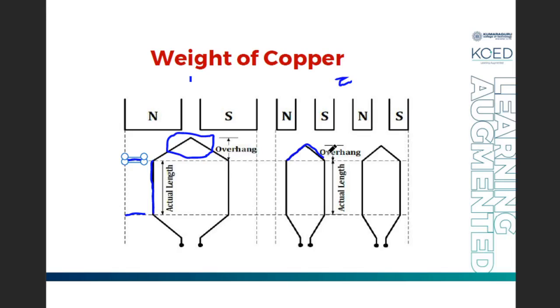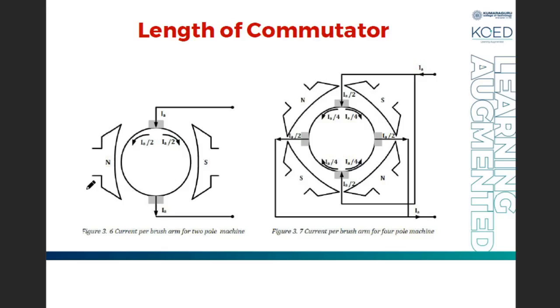So from this we can understand that if we go for a large number of poles, the weight of the copper will be getting reduced on the whole. The next factor is length of the commutator.